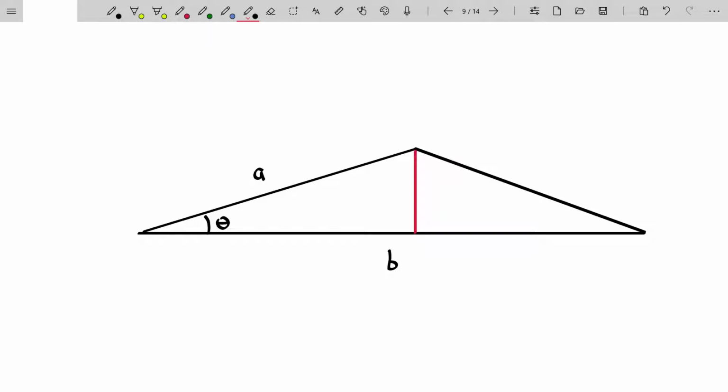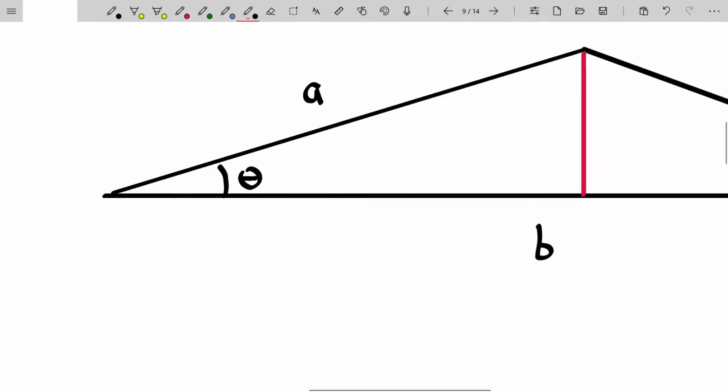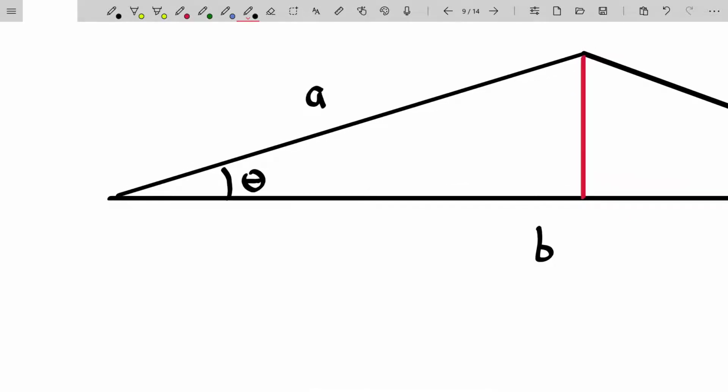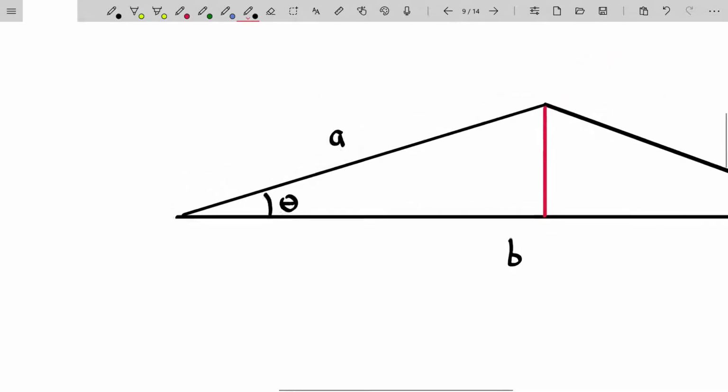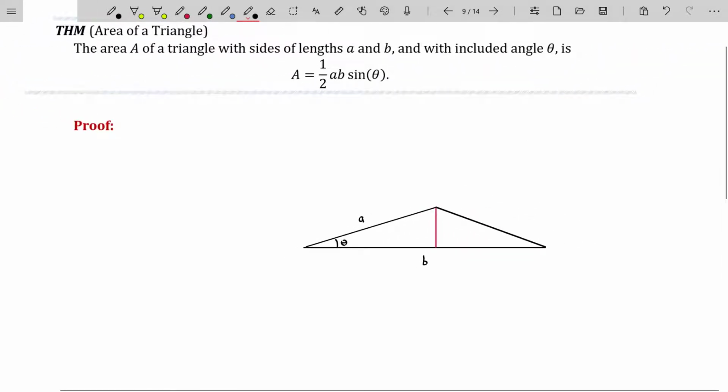Note in the theorem, it does not say that you need this triangle to be a right triangle. So this is for any triangle. And I just took the liberty of saying that that's our angle theta. It's included between the sides A and B. That's important for this theorem to work. So the side lengths have the included angle of theta. So theta is between A and B.